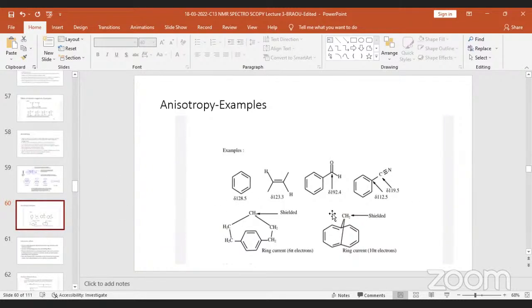So, anisotropy examples I am showing you here. See, benzene 128.5, ethylene 123. These values you remember. And aldehyde is around 190 only. Benzaldehyde or even substituted benzaldehydes will be in this same range.